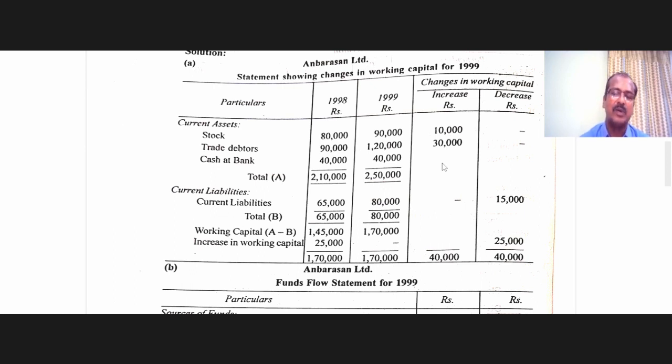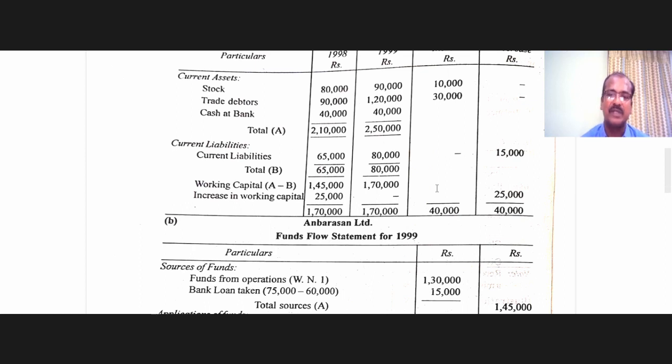Regarding current liabilities, you find 65,000, 80,000. Increase in current liability leads to decrease in working capital. So on the whole, the result of schedule of changes in working capital comes to what? 25,000 rupees increase in working capital in the year 1999 compared to the year 1998.